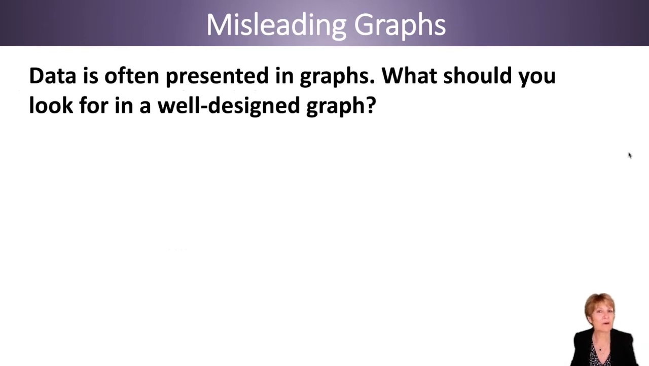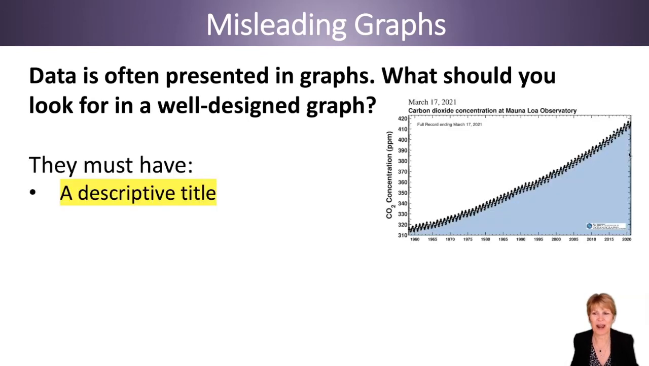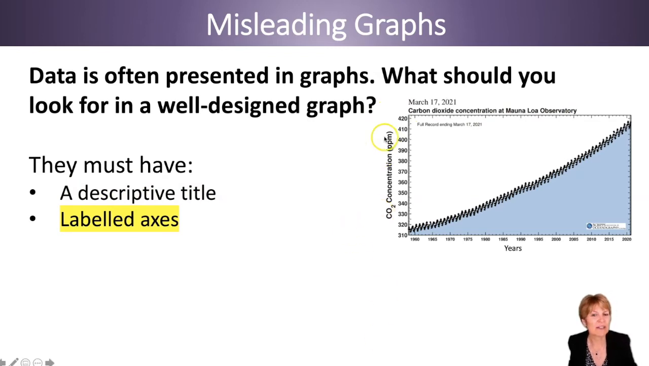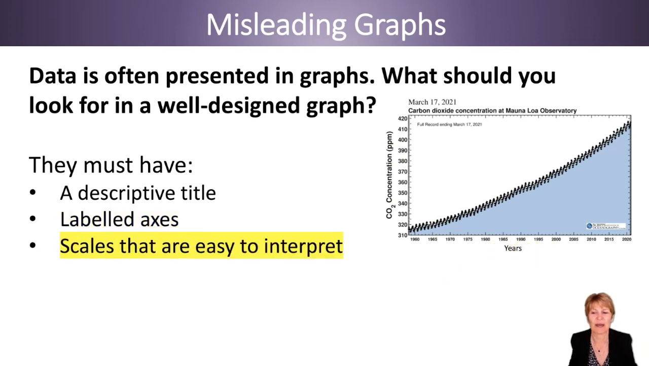So what's one thing you can learn about today? Well, you can learn about graphs. Data is often presented in graphs. Do you know what to look for in a well-designed graph? It must have a descriptive title. Here we have the carbon dioxide concentration at the Mauna Loa Observatory. We know what we're measuring, where we're measuring it. Labeled axes. We have CO2 concentration in parts per million, and we have years across the bottom.